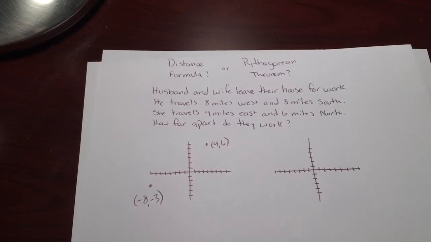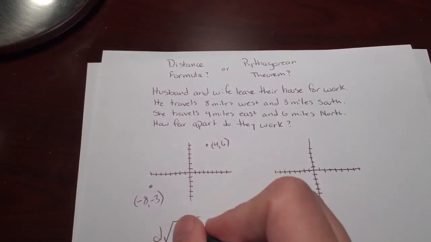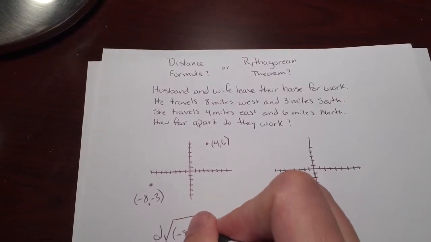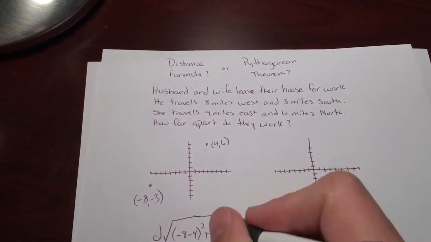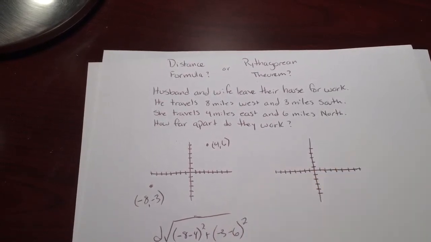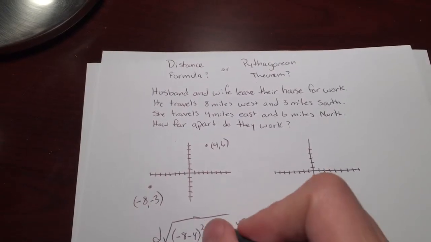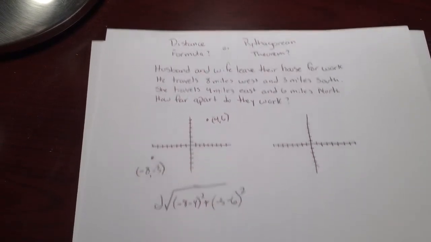We use the distance formula, which would be x minus x, -8 minus 4 squared plus -3 minus 6. Remember, you got to subtract your x values and subtract your y values. Then square each one, add that together, take the square root.